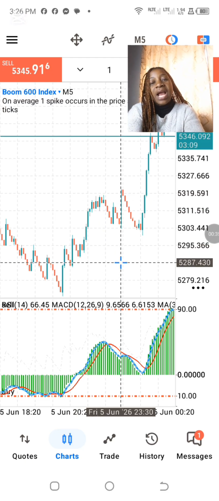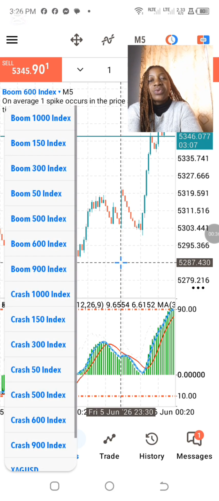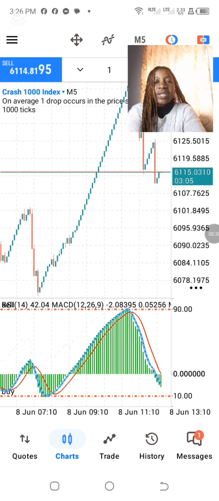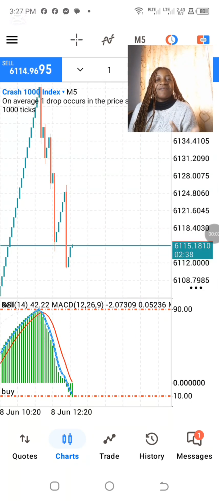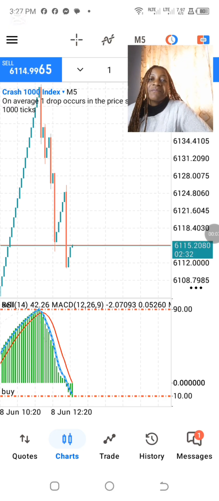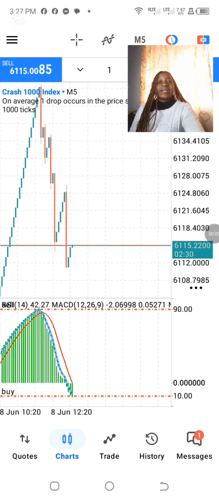Let's move on to Crash so that I show you how the strategy works. We are going to start with Crash 1000. This is Crash 1000. Like I have said, the first thing you do is push your chart to the far left corner so that you see the current movement of the indicator and what is happening on your chart. So I'm going to explain the conditions of selling in Crash.